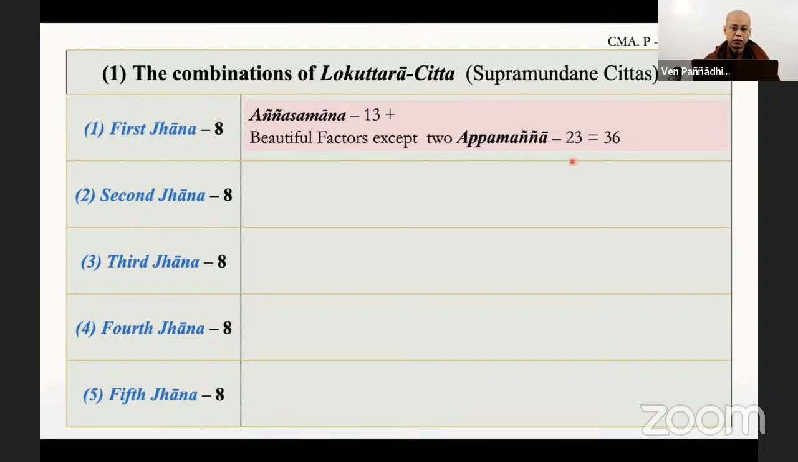And for the beautiful factors, among the 25, the Appamanna are exceptions. So can you say why Appamanna are exceptions? Can you think of that?